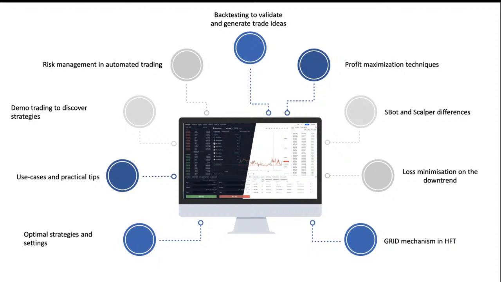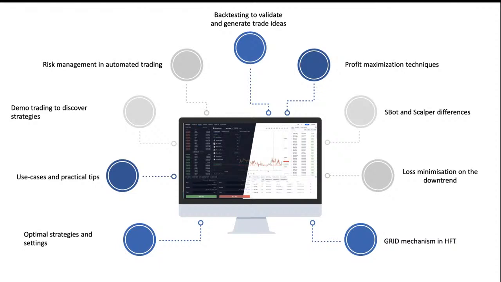We'll also share some of the use cases and practical tips that are related to high frequency trading bots that we have. The S-bot, the classic bot, and the scalper. I will also reveal you some, well, maybe not secrets, but some practical tips related to demo trading and how you can use it to optimize your own trading and to discover new strategies absolutely risk-free. So that is something really cool that we have, and I will cover this topic in depth today.